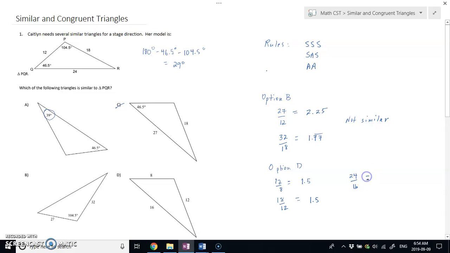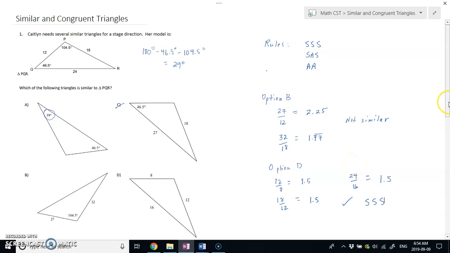And we're comparing like sides from the model triangle. And it's also 1.5. So this one is correct. It is similar by S, S, S. Side, side, side. All three of them are proportional, which is perfect.